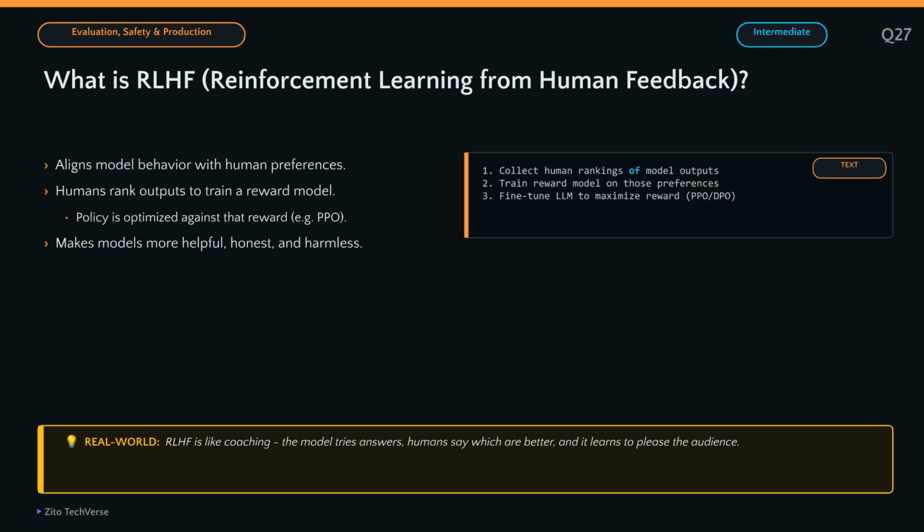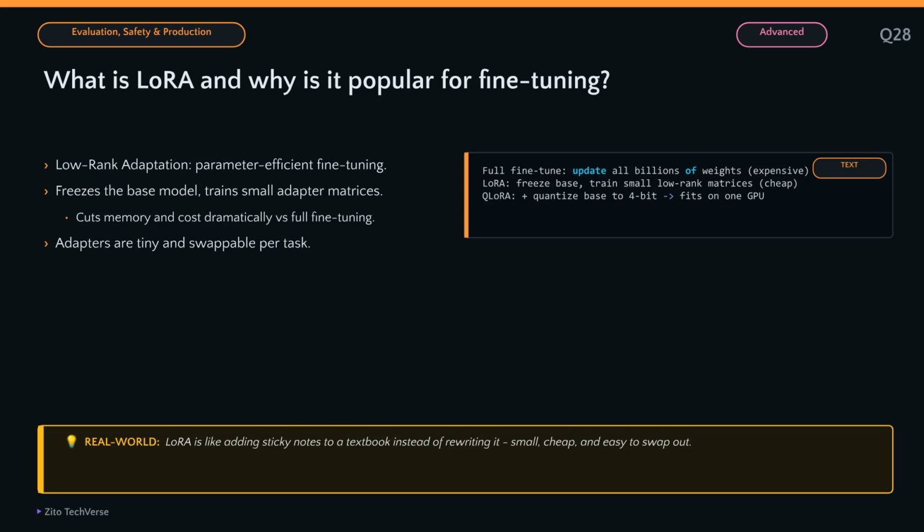Question 27. What is reinforcement learning from human feedback, or RLHF? It is a process used to align a model with human preferences. Humans rank model outputs, a reward model is trained on those rankings, and the LLM is fine-tuned to maximize that reward.